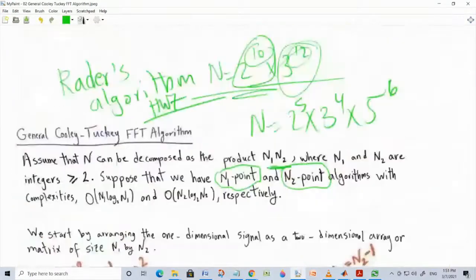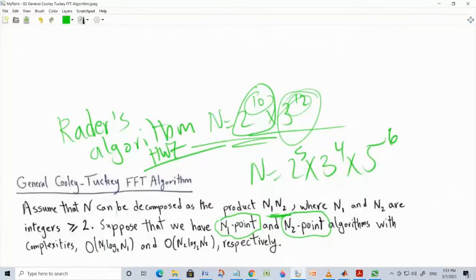Okay? So with Rader's algorithm, you now have almost all you need to know about the efficient implementation of the DFT, basically for powers of 2, powers of 3, if N is composite. And Rader's algorithm will tell you what you should do if N is a large prime number. Okay.